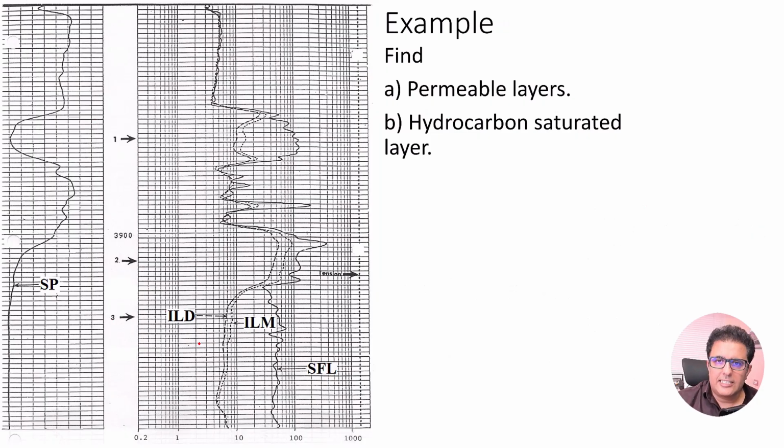Now let's do this example. As you see here, you're given two different sets of logging data: SP log on this track, and then you have dual induction log data on this track. First, find permeable layers and then the hydrocarbon saturated layer.